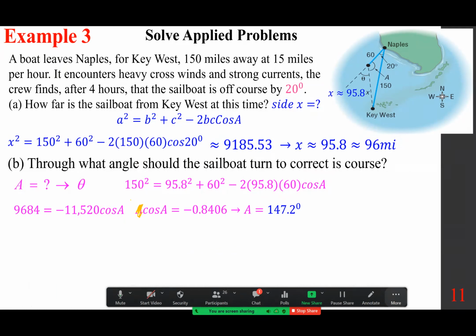Cosine A is negative 0.8406 and A is 147.2 degrees. It's the cosine inverse. So A is the cosine inverse of this number, 147.2 degrees. So if this is 147.2 degrees, what is the angle we are looking for? 180 minus that, and that makes it 32.8 degrees. So this angle, which is of interest to us, is 32.8 degrees.